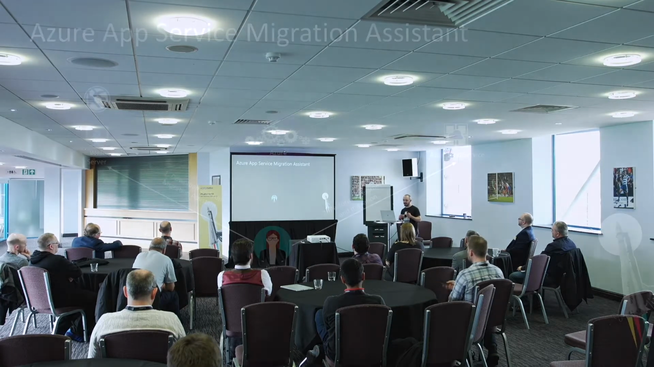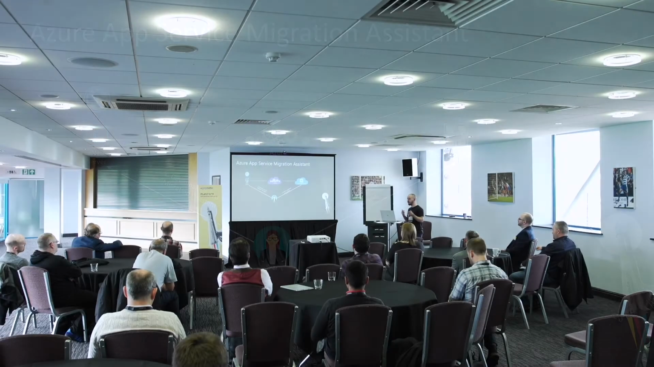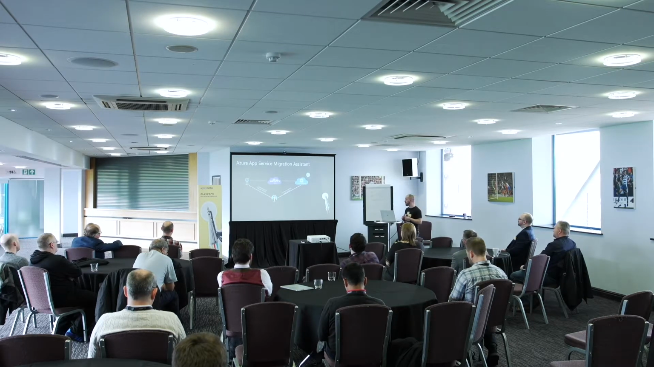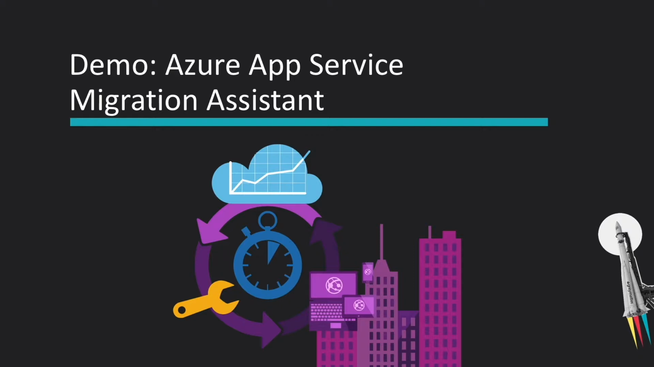The way that happens is I download the migration assistant locally on my server, my IIS server, for example, that's running my web app. Then I trigger an assessment and migrate across. After I do the assessment, I get the all clear that my app is supported in App Service, and I do the migration across. It does it all in one go. It spins up the web app and gives you the URL for the web app there and then for you to access. So I'll quickly dive into a very quick demo of Azure App Services.